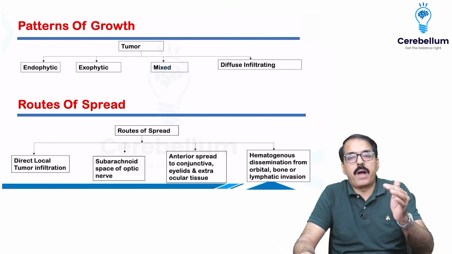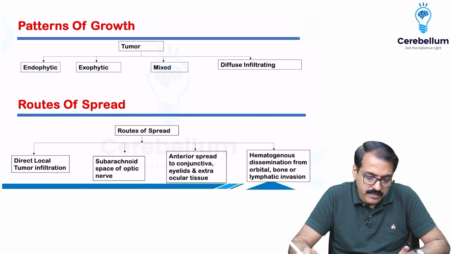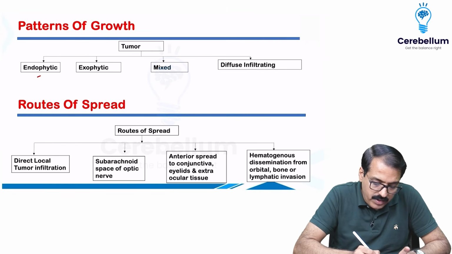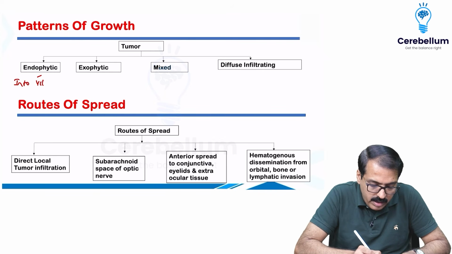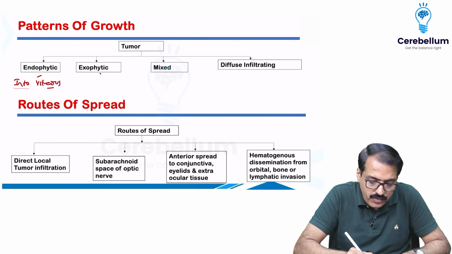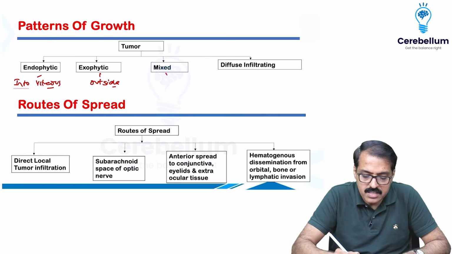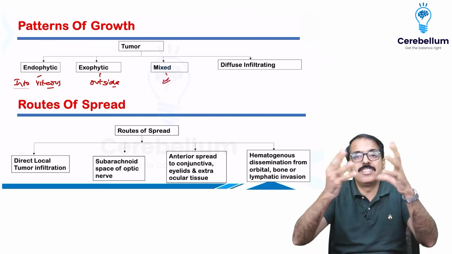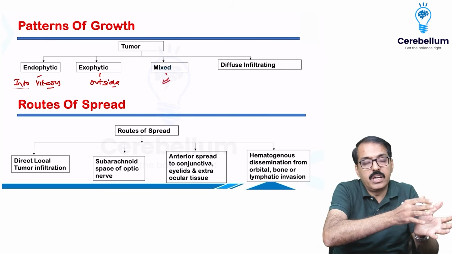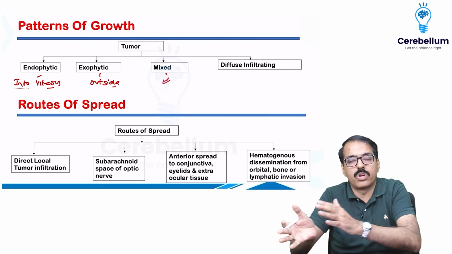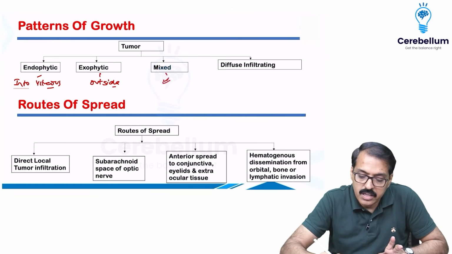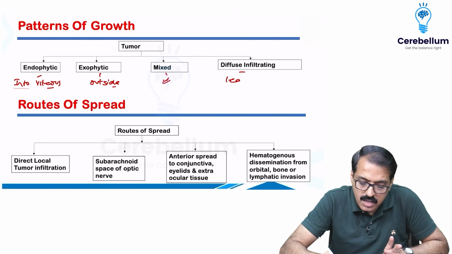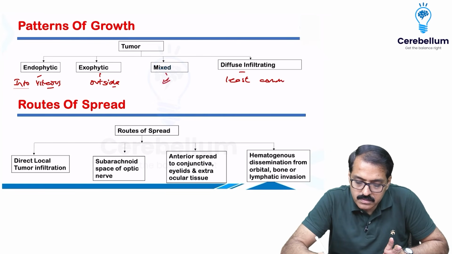If we talk about the pattern of growth and route of spread, the pattern of growth can be endophytic, that is inside into the vitreous cavity. Exophytic is outside, that is towards the outer coat. Mixed is the most common mode of presentation, where the tumor is expanding in both the interior part and the outer part. Diffuse infiltrating is the least common type.